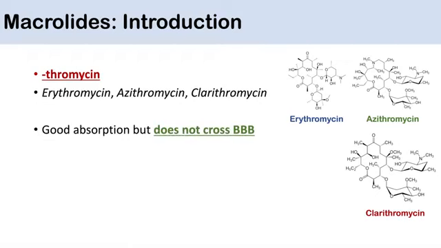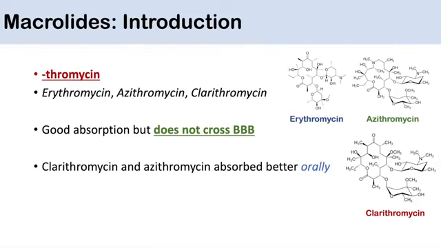All the macrolides have good absorption, but they do not cross the blood-brain barrier. And clarithromycin and azithromycin are absorbed better orally. So what are some of the bacterial targets of macrolides?